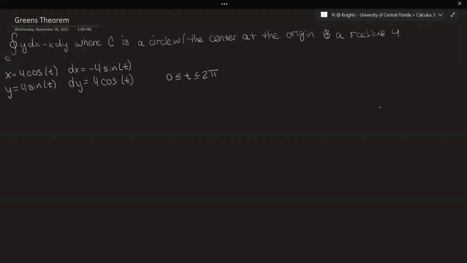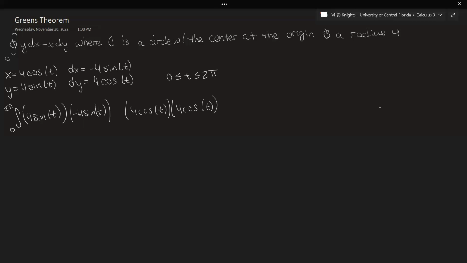And then with all that, we can go ahead and plug this back into our integral. So we'll take the limits being 0 to 2 pi, and then we're going to put in our y, which is 4 sine t, with our dx, which is -4 sine t. And then subtracting our x, 4 cosine t, and then our dy, which is 4 cosine t.